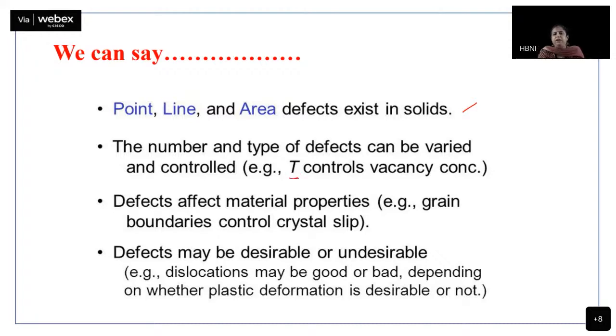If I decrease my temperature, my point defects can reduce. Some of them would be there, but according to the formula that we derived, the concentration of defects would decrease. Okay. Defects most definitely affect the property of the material. Okay. They may be desirable or they may be undesirable. They are undesirable when you don't want that property.